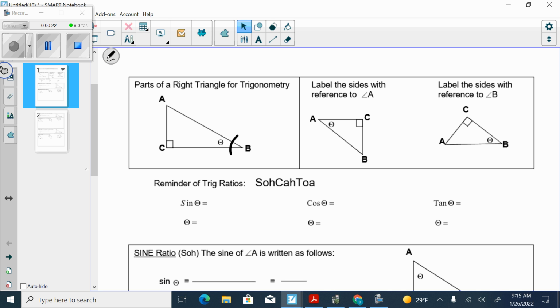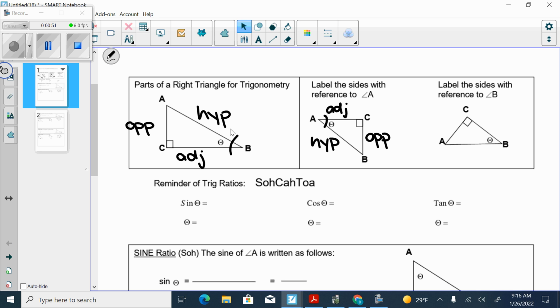So if this is my angle, theta, what is opposite from that angle? Good. What's adjacent? Good. Which would make this side the hypotenuse, right? Okay, on this one, what's adjacent there? Good. And what's opposite? Which would make this the hypotenuse, right?